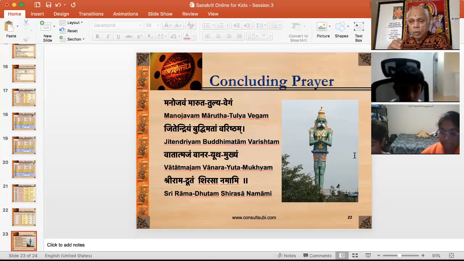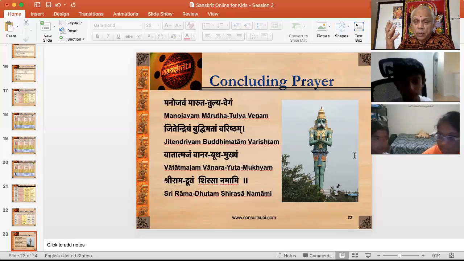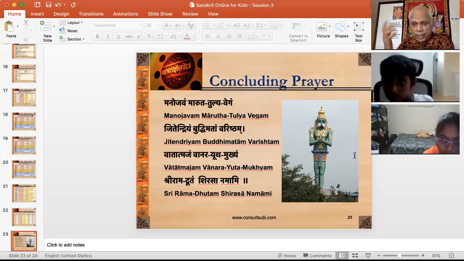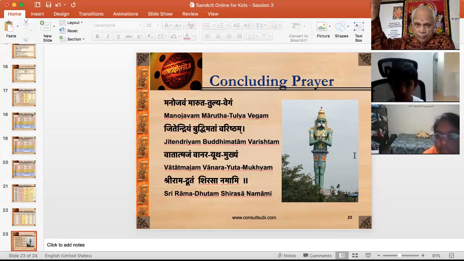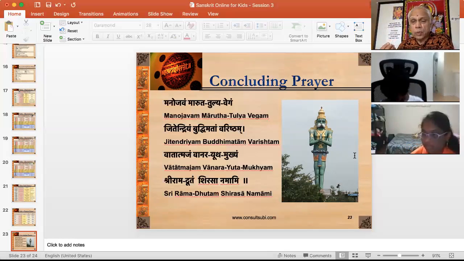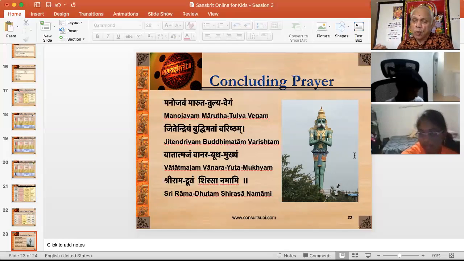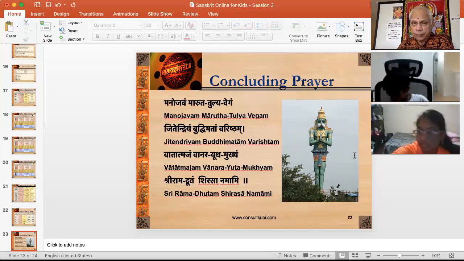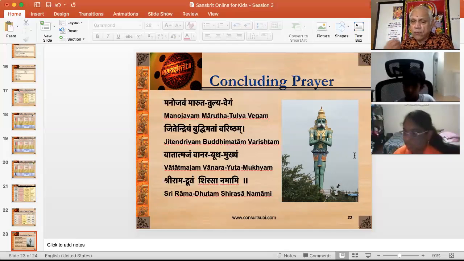Who? Maruti is compared to that. Maruti can fly. He flew to Lanka to find Sita, right? He flew over. So, Manojavam Maruta Tulya Vegam refers to the very fast super speed of Hanuman. It's a quality. One who flies so fast like the mind and also like the breeze.